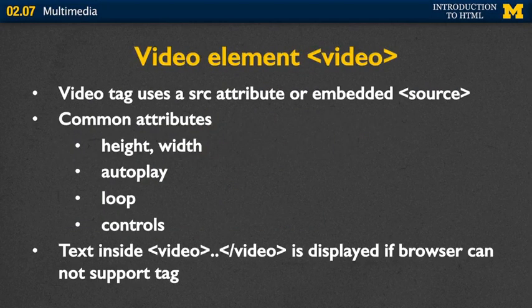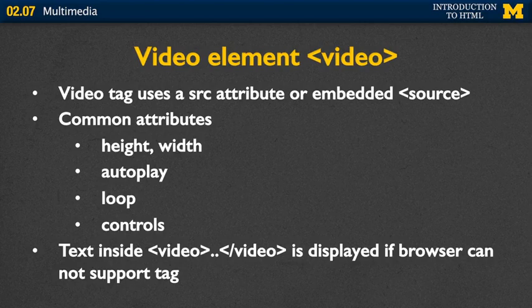So let's start with the video element. So the video tag uses a source attribute, very similar to the image attribute. You tell the browser where the file is. You can also use what we call embedded source tags, where you might have the video tag and then multiple sources down below. There are a number of attributes that are used very widely.